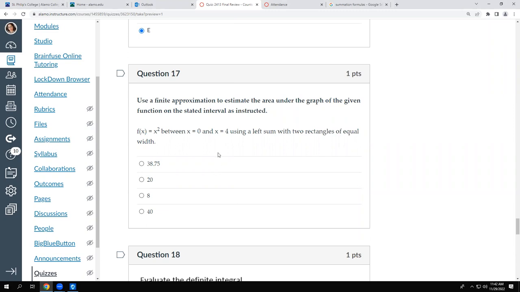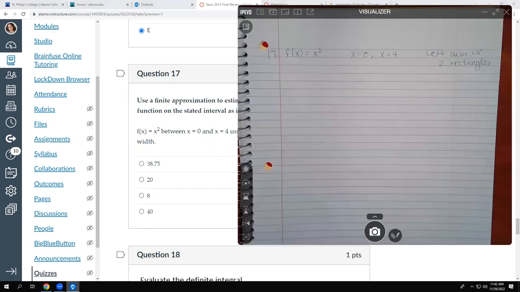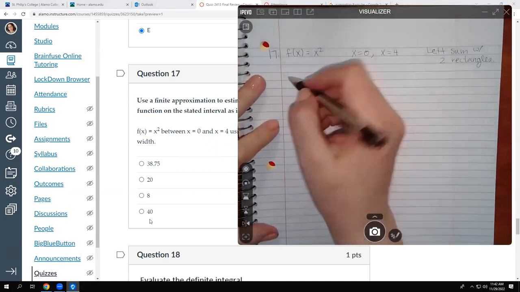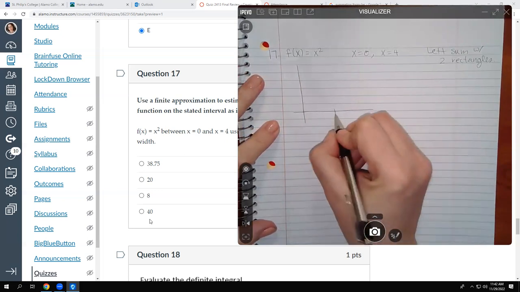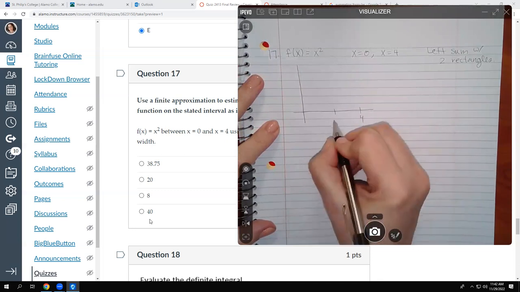Okay, so this one says, find a finite approximation to estimate the area under the graph of the given function on the stated interval as instructed. The function is x squared. I'm looking at just between x equals 0 and x equals 4, but I want to use what's called a left sum and using only two rectangles. So let me draw it first, and then it helps to put things into perspective. I'm very visual, so I usually try to do that.